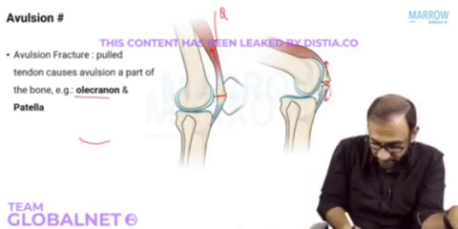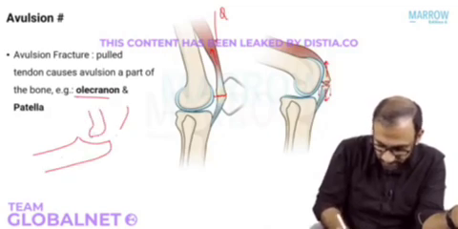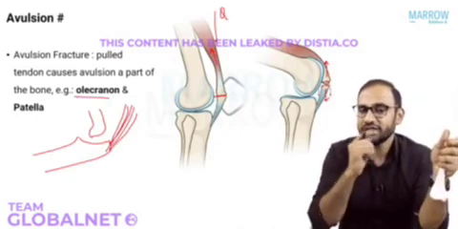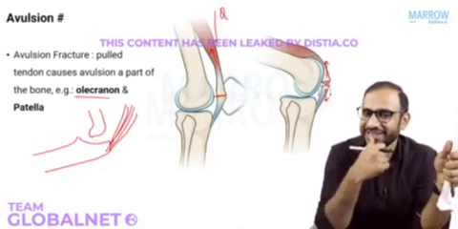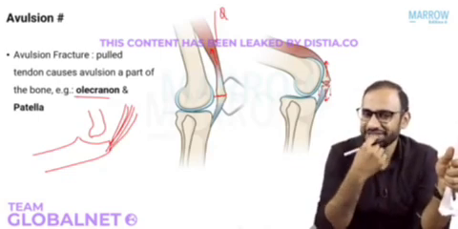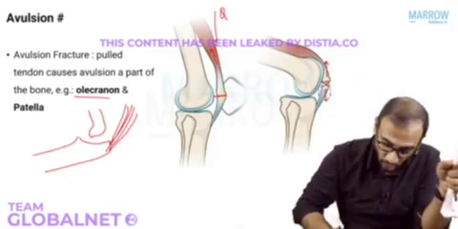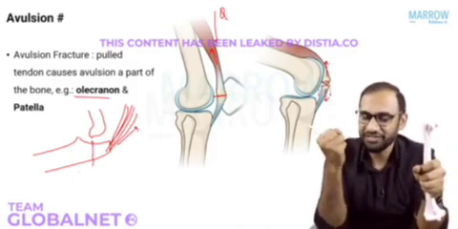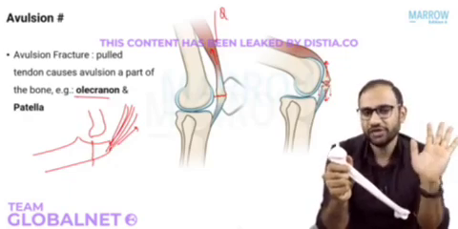If you recall, say this is your olecranon. This is the humerus. Which muscle comes and inserts here at the tip of the olecranon? Let me give you a hint. Quadriceps, hamstring, gastrocnemius, triceps. Triceps, excellent. Triceps comes and inserts here, and whenever there is a strong pull of triceps, what will happen? There will be a fracture. This is known as avulsion fracture. So patella fracture and olecranon fracture are classical examples of avulsion fracture.